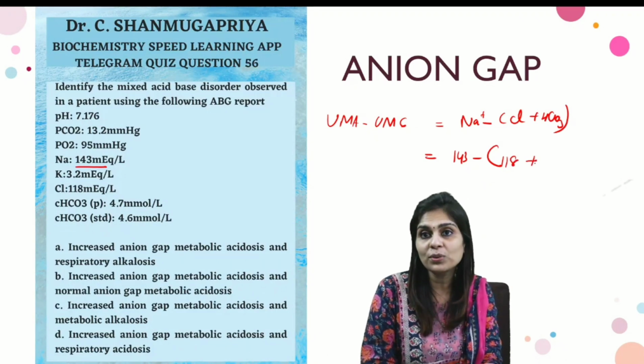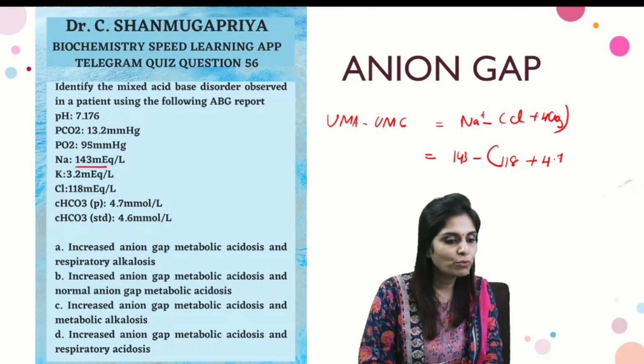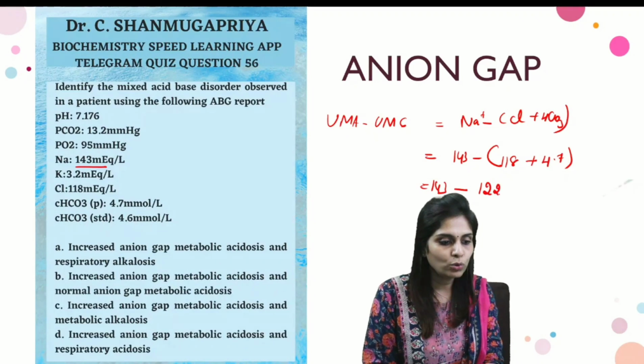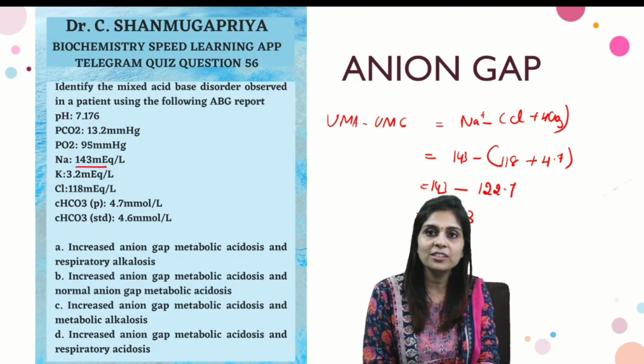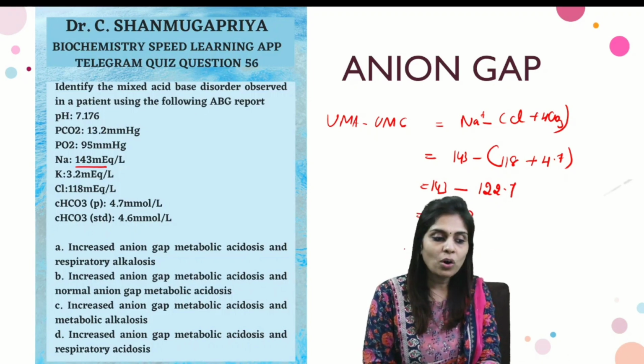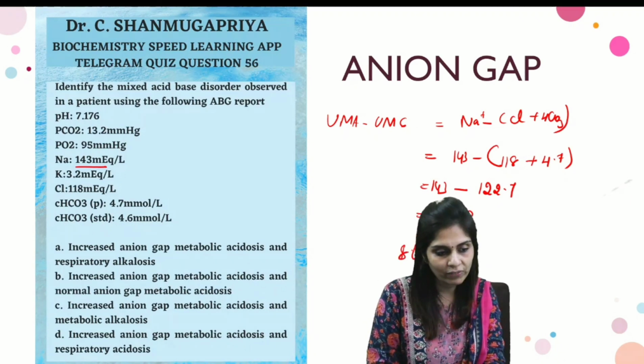Always use actual bicarbonate in all calculations. So actual bicarbonate is 4.7. So it is 143 minus 122.7, which is 20.3. Anion gap in this condition is 20.3, and we know normal anion gap is anywhere between 8 and 12.